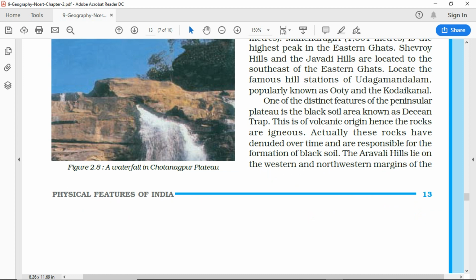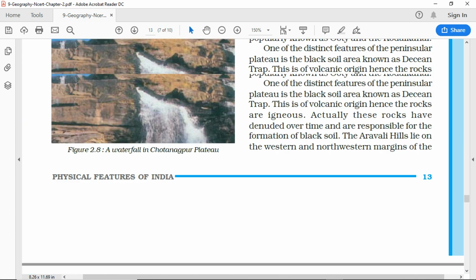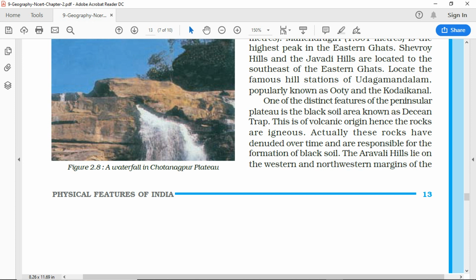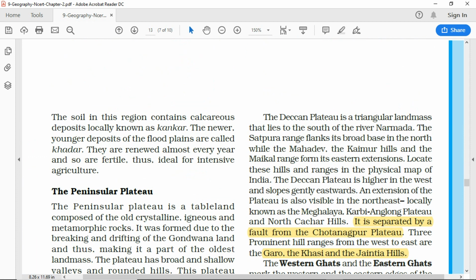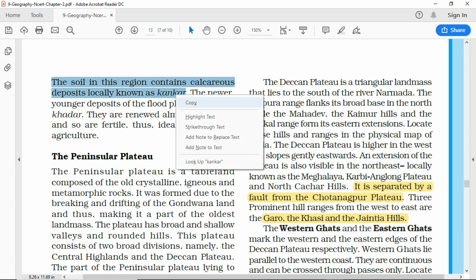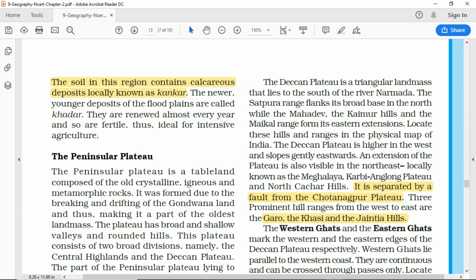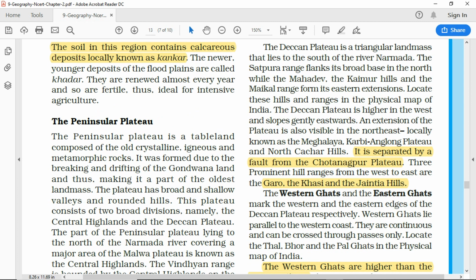One of the distinct features of the peninsular plateau is the black soil area known as Deccan Trap. This is of volcanic origin, hence the rocks are igneous. Actually, these rocks have denuded over time and are responsible for the formation of black soil. The Aravalli Hills lie on the western and northwestern margins of the plateau. The soil in this region contains calcareous deposits locally known as Kankar. The newer, younger deposits of the floodplains are called Khadar. They are renewed almost every year, and so are fertile, thus ideal for intensive agriculture.